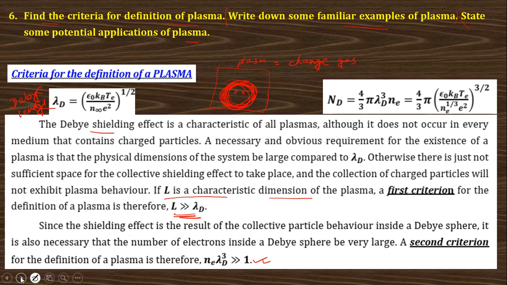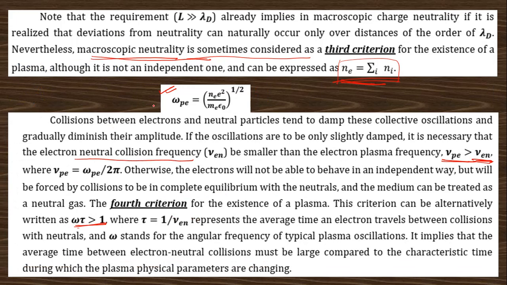First one is the Debye length is very much less than the container length. Second one is this. Third one is the microscopic neutrality. Fourth one is this, omega tau greater than 1.